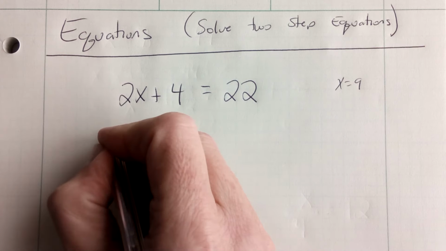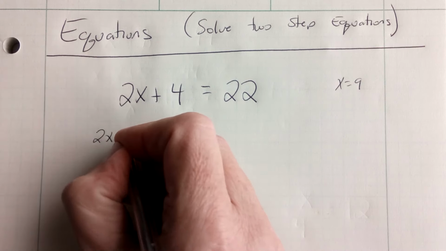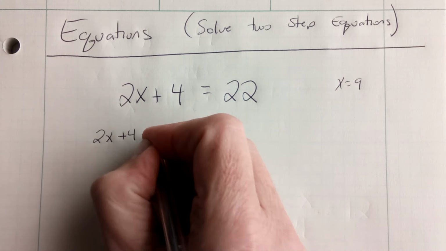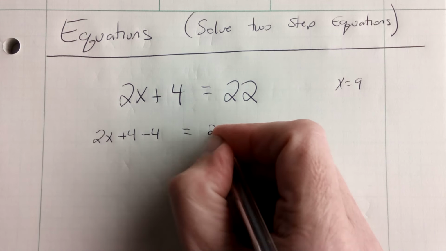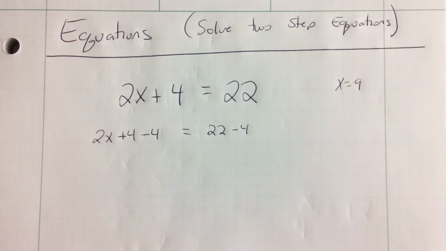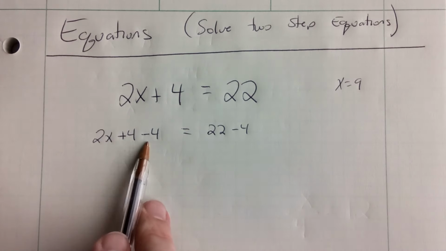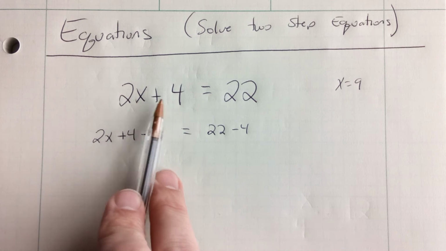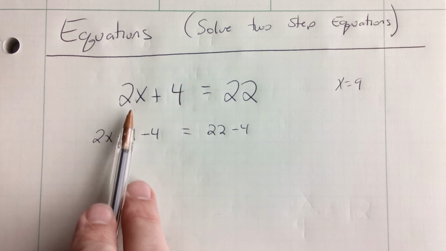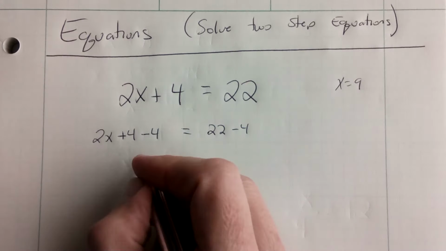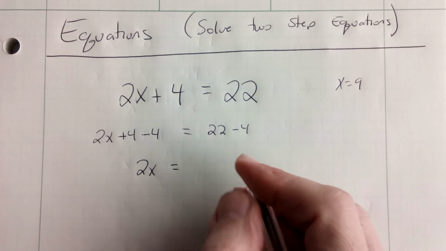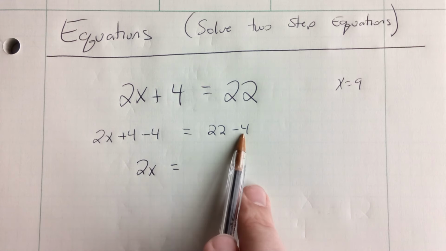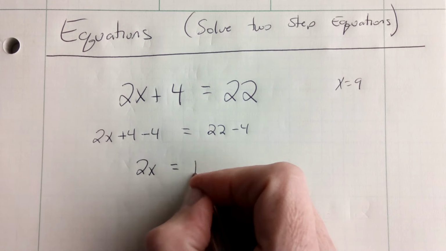So what I'm going to do is I'm going to do the 2x plus 4. I'm going to minus 4 first from both sides of the equation. When I minus 4, that removes this second term, because there's two terms here, and I need to get rid of the term that doesn't have the x. So I'm removing that 4, leaving me just a 2x equals, and then what's 22 minus 4? 22 minus 4 is 18.